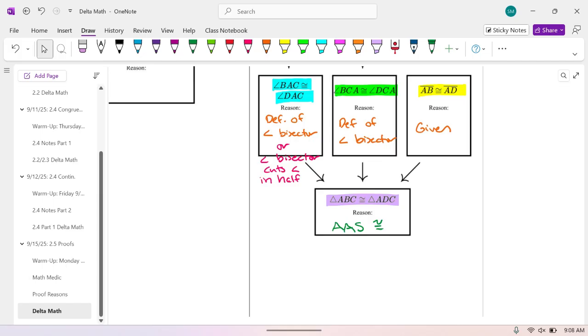So now we're going to do one where we actually have to write out some stuff. So go to number 6. This will be the last one that we do today.